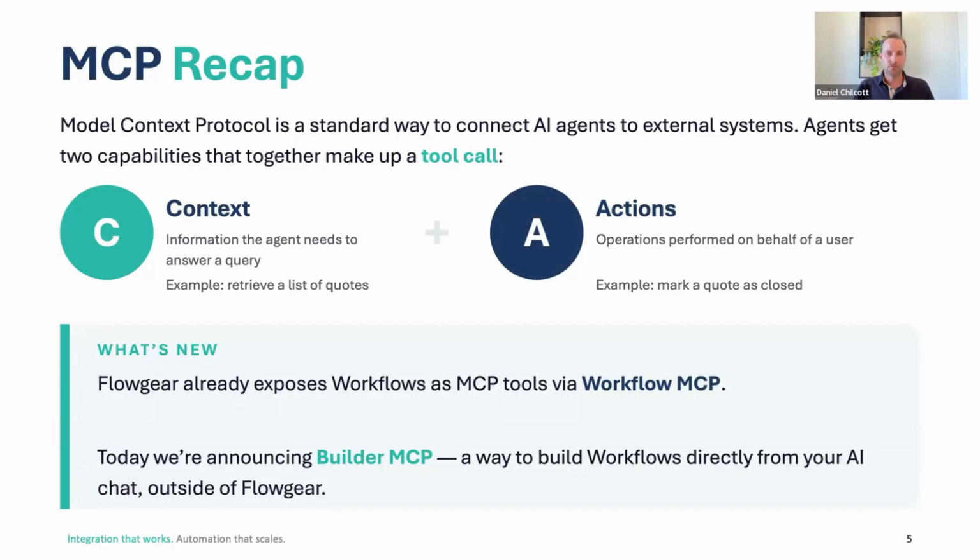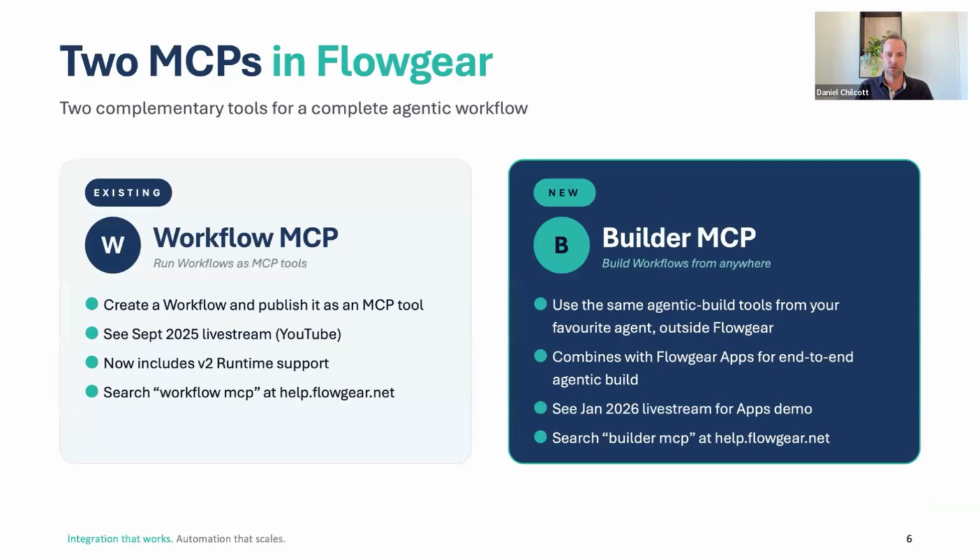So we've got two different types of MCP servers built inside Flowgear. The first one is what we call the Workflow MCP, and this we launched late last year. What's new is Builder MCP, which is the capability to build workflows on the fly. So just comparing those two with each other, Workflow MCP allows you to take any workflow that you've built inside Flowgear and deploy that as an MCP tool. So you can register that and you can connect it to an agent like a ChatGPT or a Claude, and then it can trigger the use of those tools when appropriate.